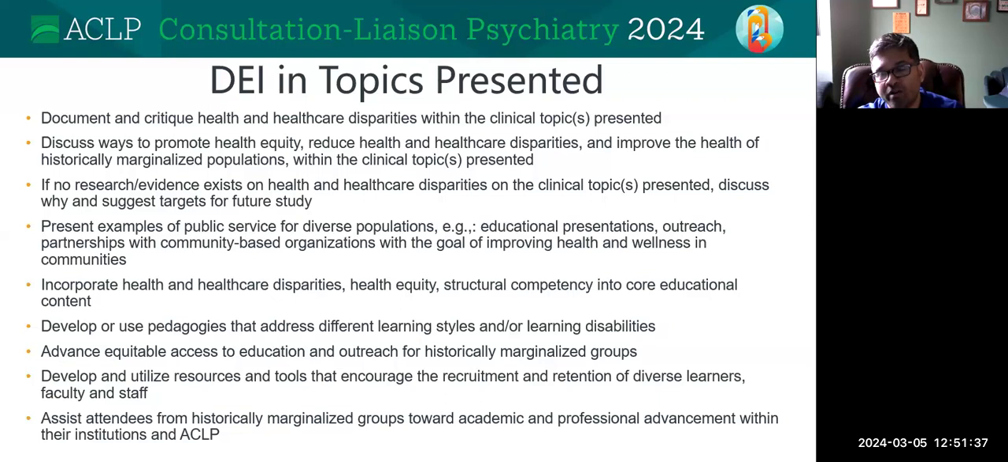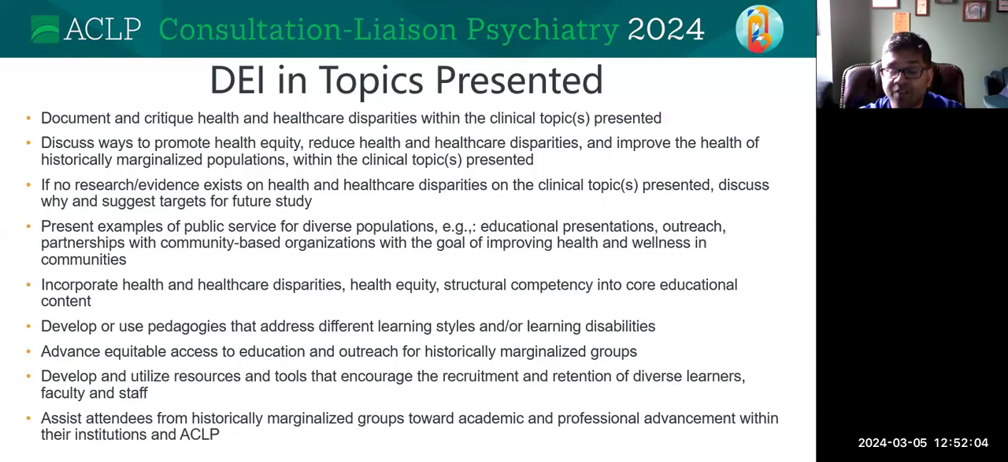Don't just say, oh, we don't know this. Talk about maybe the historical reasons why there's not research, and then suggest, hey, these are ways we could study this in the future. Present examples of public service for diverse populations, like presentations, outreach, and partnerships with community organizations to improve health and wellness in the community. Incorporate health and healthcare disparities, health equity, and structural competency into core educational content in CL.